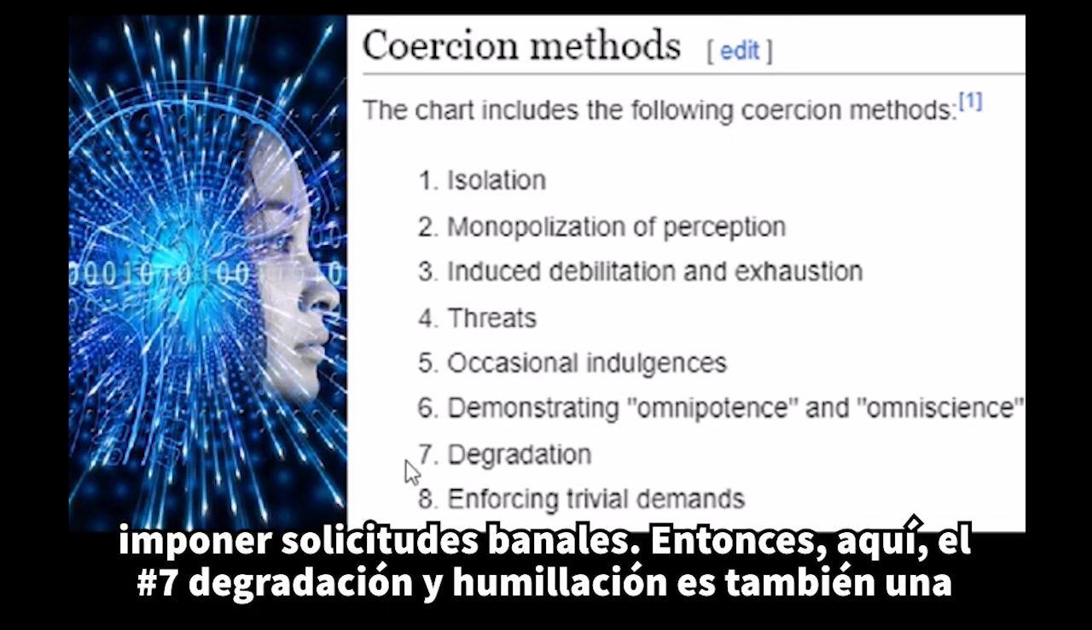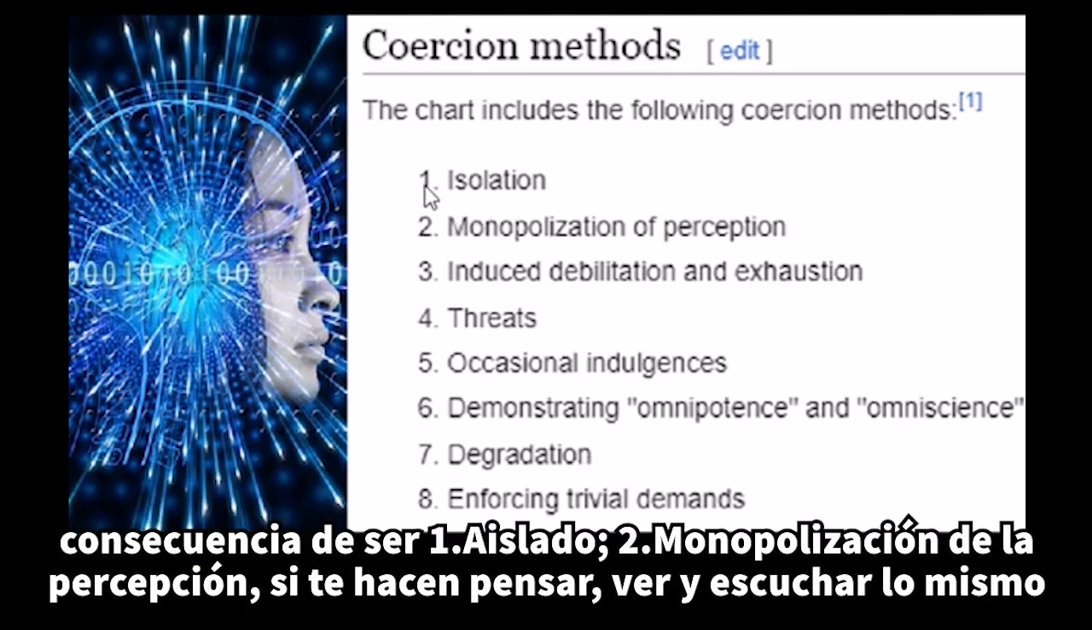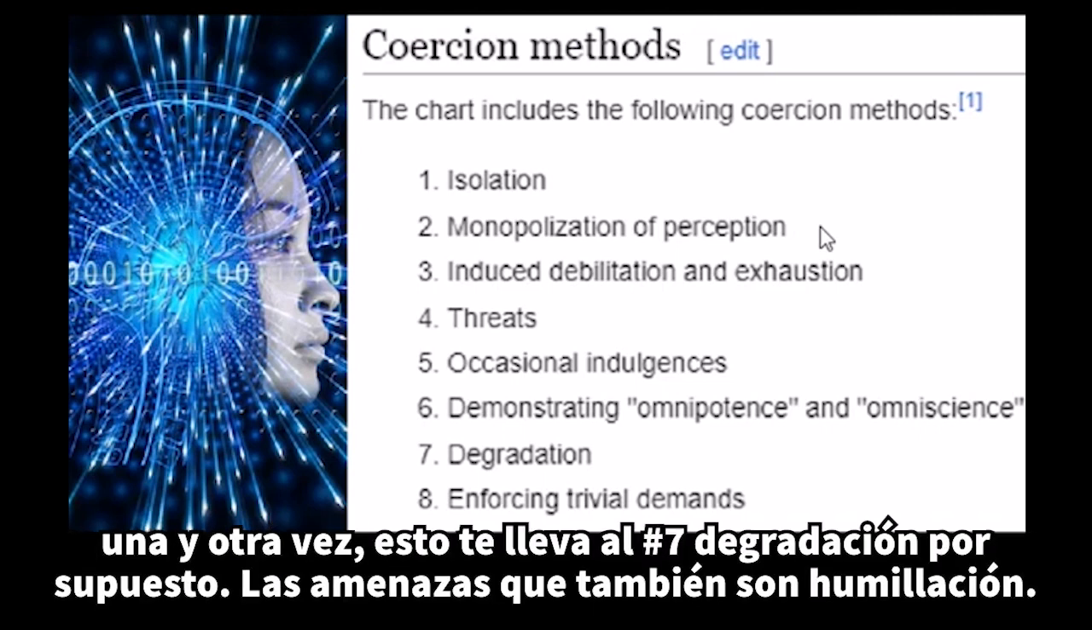So here, number 7, degradation and humiliation, is of course also a consequence of being, number 1, isolated, number 2, monopolization of perception, if they make you think and see and hear the same thing all over and all over again, it leads to, number 7, a degradation, of course. Threats as well. It's a humiliation, you know.